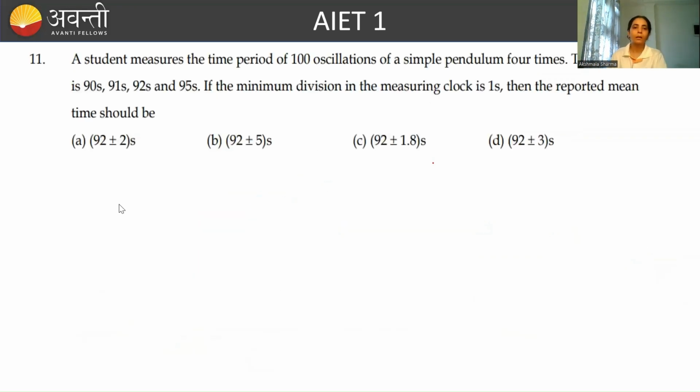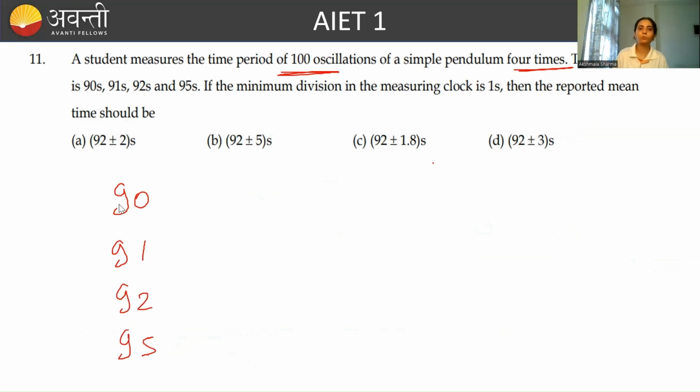Chalo. Now this is the question. Again, this is a formula based question. A student measures the time period of 100 oscillations of a simple pendulum 4 times. Okay. 4 times measurement was done. And that 4 times measurement is given here: 90 seconds, 91 seconds, 92 seconds, and 95 seconds. What is asked in the question? Minimum division in the measuring clock is how much? 1 second. Least count is 1 second. Now, then the reported mean time should be what?